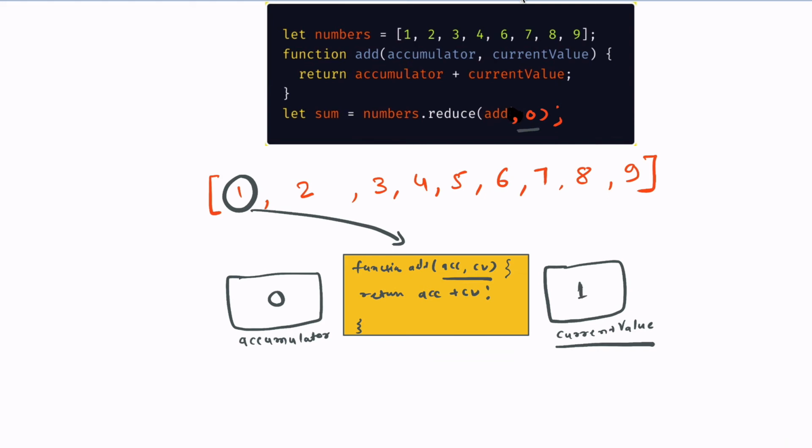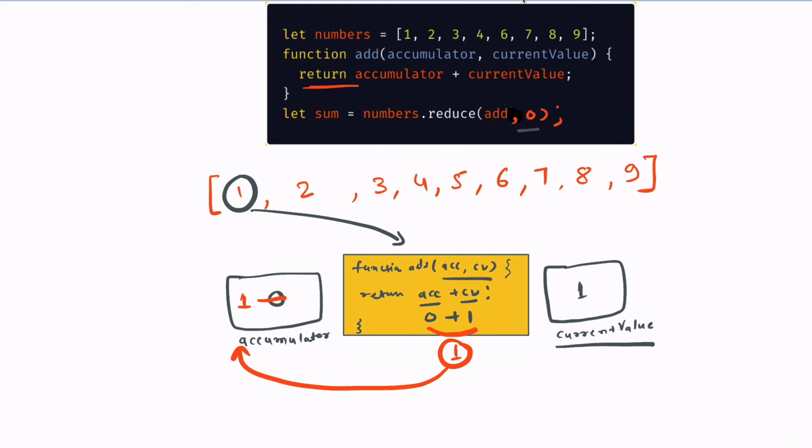So the value of accumulator is 0, the value of current value is 1, and here you are saying 0 plus 1. Because the value is 0 plus 1, it will be added and the output will be 1, because here we are saying return. So 1 is getting returned. Because of that, the next value of accumulator will update from 0 to 1.